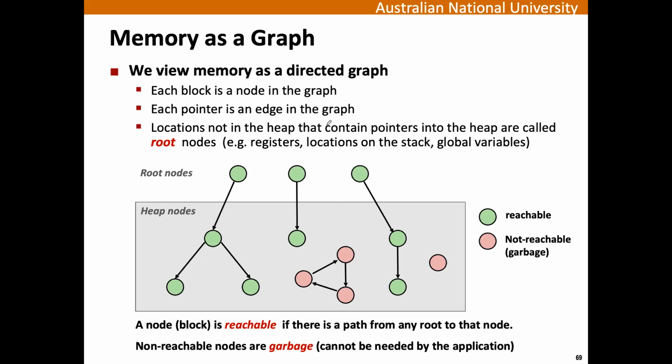Locations not in the heap that contain pointers into the heap are called root nodes. So these are locations that are not in the heap, but they contain pointers inside the heap. What could those root nodes be?